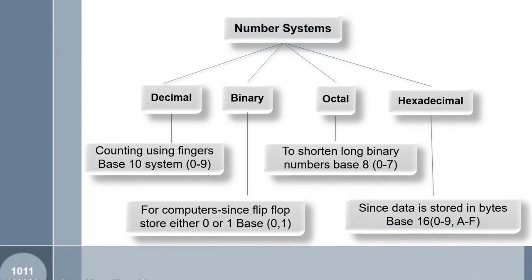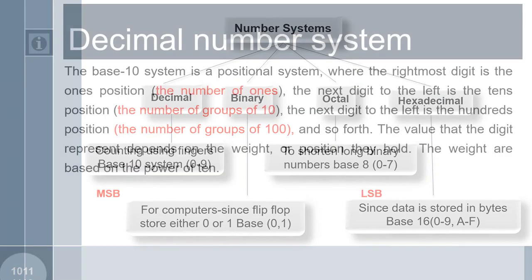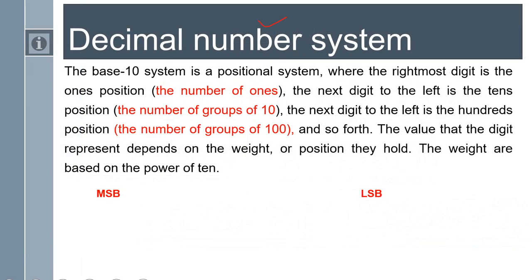So now we will discuss the number systems which are used in the computer. The computer uses decimal, binary, octal, hexa. Decimal number system is also called base 10 system, and this is octal, that is base 8, and binary is base 2, and hexa contains base 16. First of all, we will discuss the decimal number system.